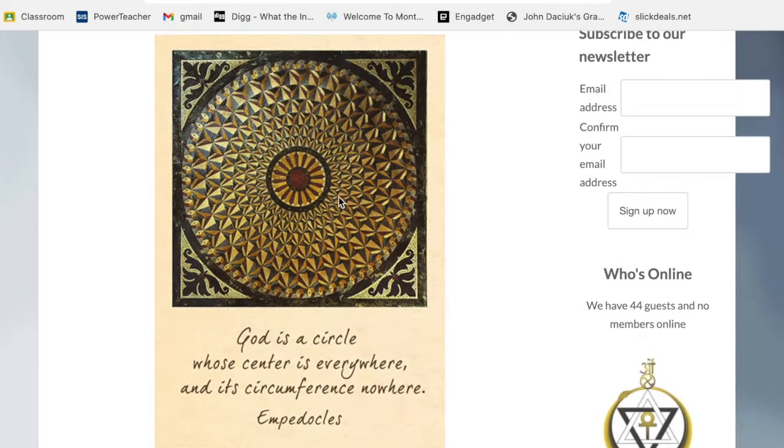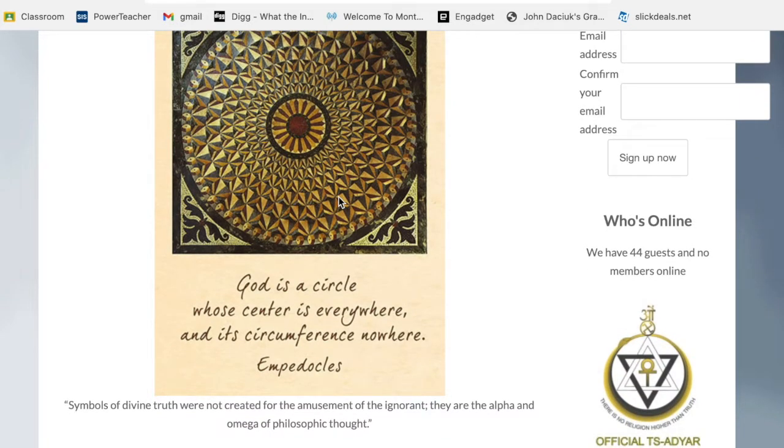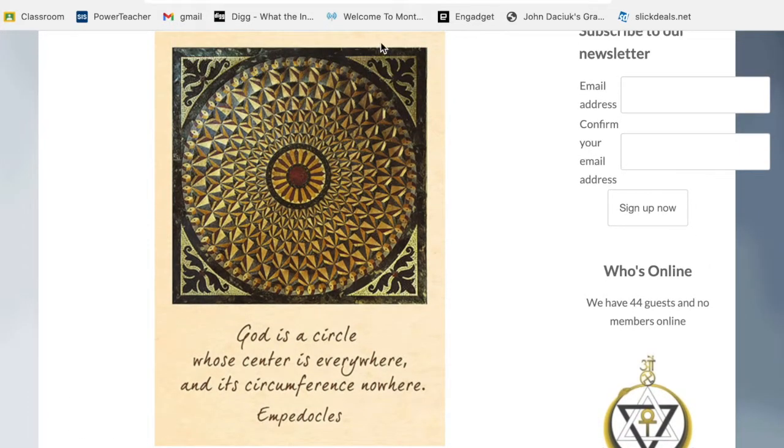So you'll see in different cultures, God is a circle whose center is everywhere and circumference is nowhere. I guess a Greek philosopher may have said that. But it's just the idea of the circumference being infinity.